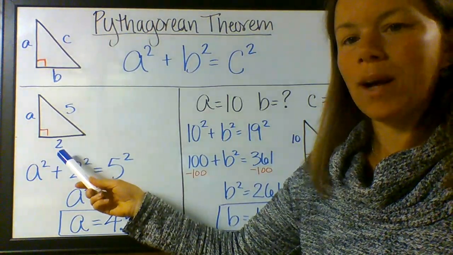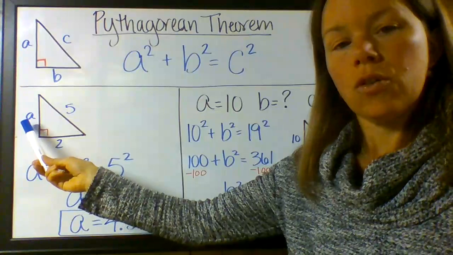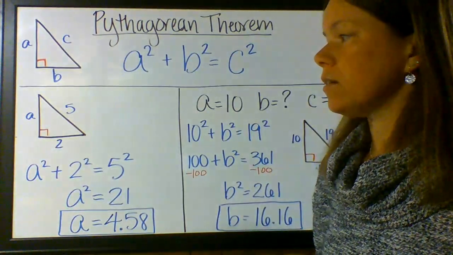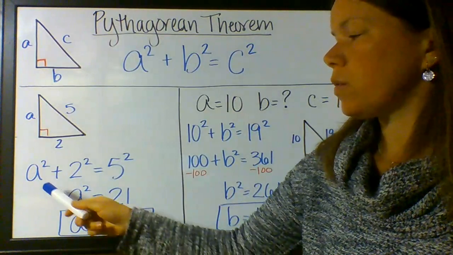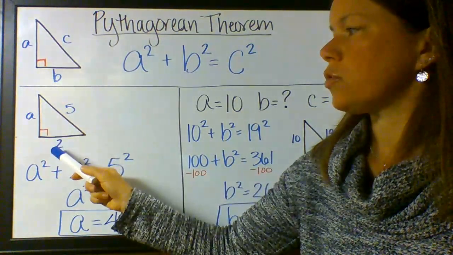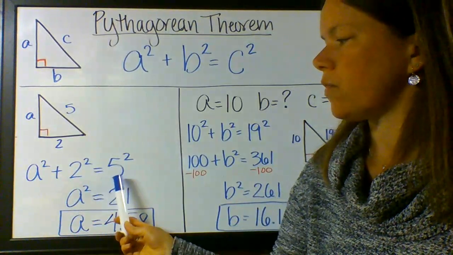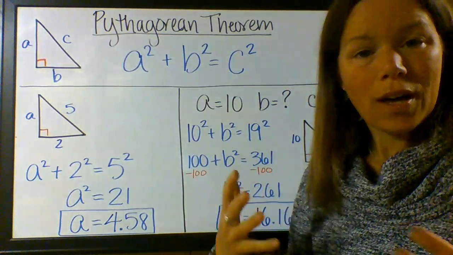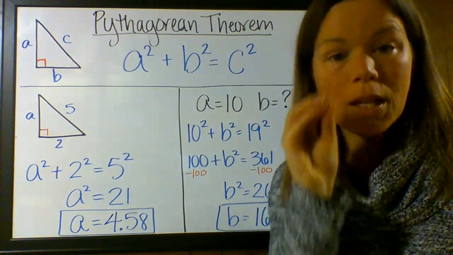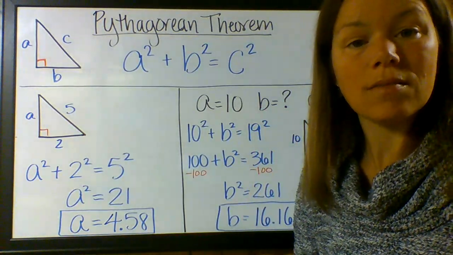I've got an example right here. We don't know what a is. A is our unknown, so there's a variable there. One leg is 2 and the hypotenuse is 5. So I wrote an equation: a squared plus 2 squared equals 5 squared. I wrote it like that to show myself that I was plugging in those legs and that hypotenuse in the correct place.